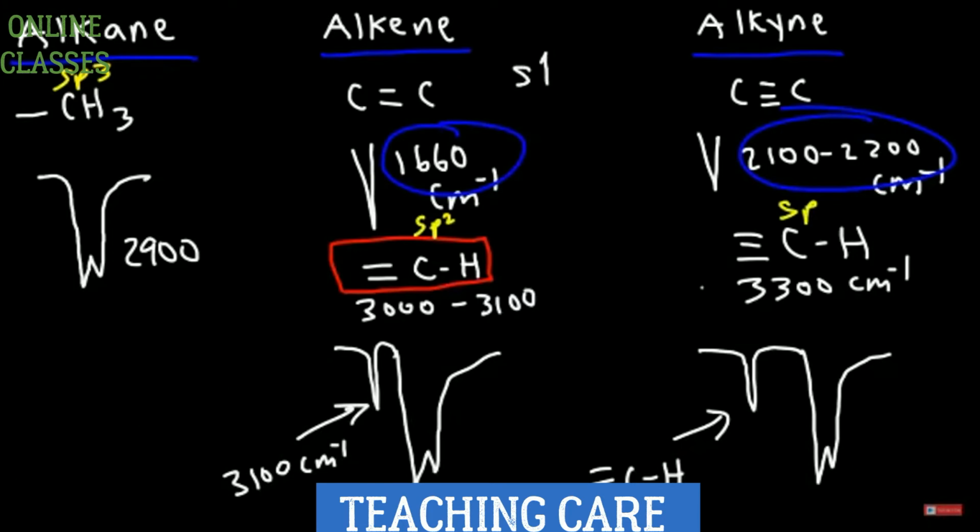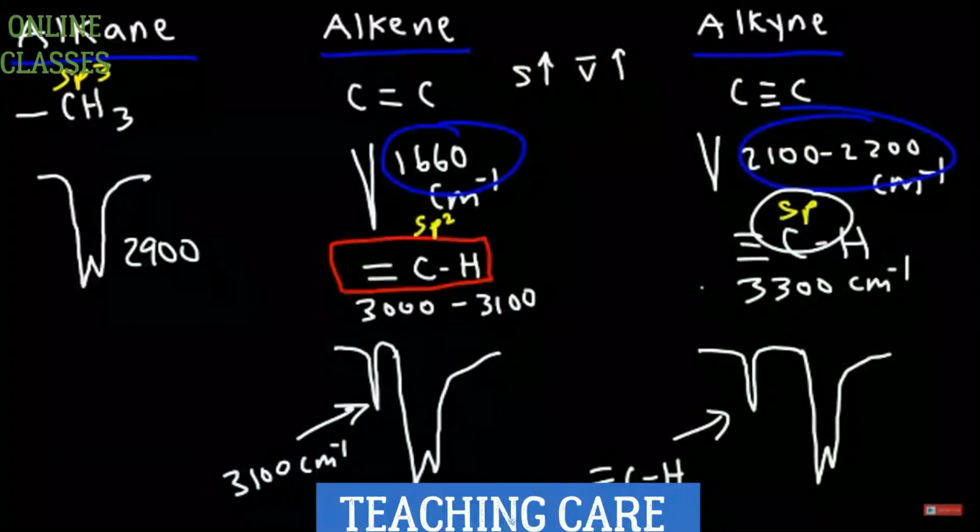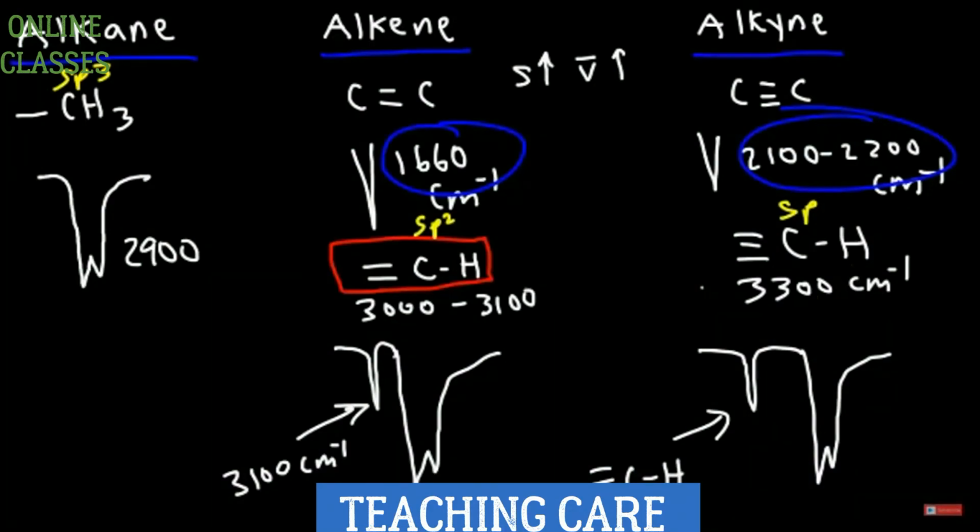So notice that as the s character increases, the wave number increases. The sp CH stretch is composed of 50% s, 50% p. This is 25% s, 75% p. So as the s character increases, the wave number of the CH stretch goes up.